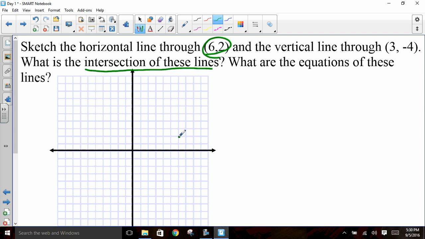So we want a horizontal line through that point. So that means my line is going to be right there, because horizontal is kind of like the sky, it goes across. Next, I'm going to look at the vertical line through 3, negative 4. So again, start back at 0, go to the right 3, 1, 2, 3, down 4. 1, 2, 3, 4. There's my dot. I want it vertical, so we're going to go up and down.